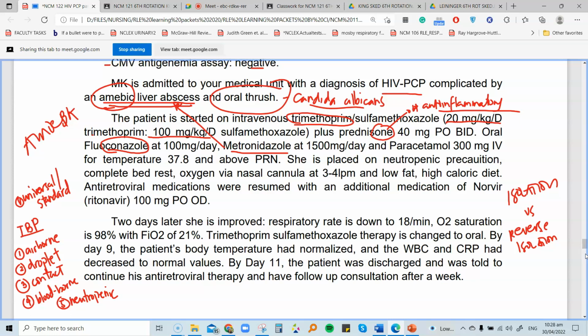Why is it even called neutropenic? Because, from the term neutropenia. Right?